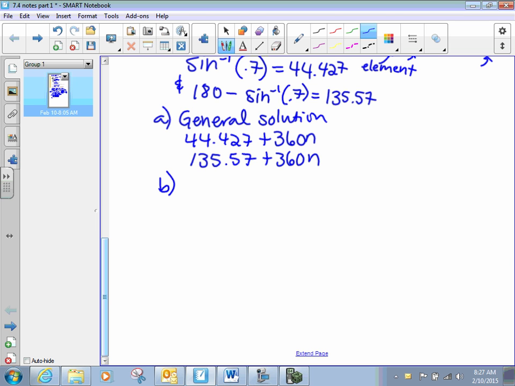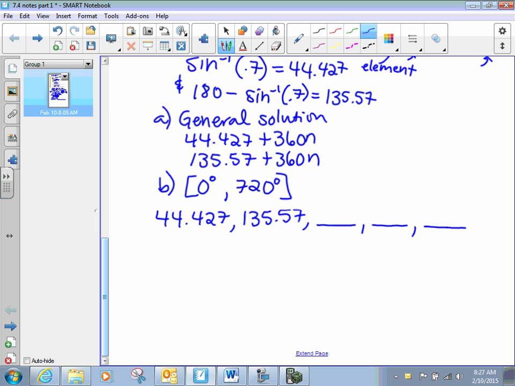Now for B, we have to do the given interval, and the given interval is 0 degrees to 720 degrees. So my first angle is 44.427. The next angle is 135.57. And now I have to find some more. There's not going to be anything less this way, so I know that there's no answers that way. But there's going to be more answers this way, and we just don't want to go over 720. So to do that, we're going to add 360, and this answer would go there. And if I want another one, whatever this answer is, I can add 360 to get this one.